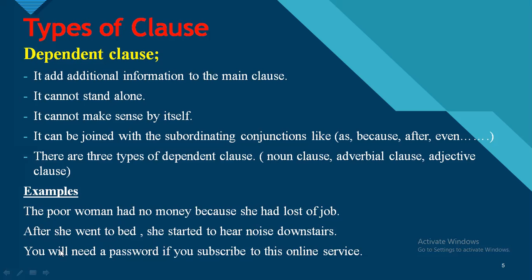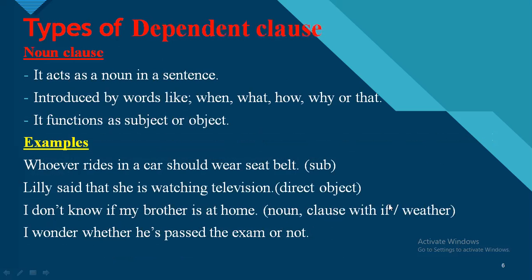The next example is: "You will need a password if you subscribe to this online service." So this is a sentence with an if clause. "You subscribe to this online service" is a dependent clause, and "you will need a password" is an independent clause. So from all these examples, we can know that the dependent clause depends upon the independent clause, so it cannot stand alone in a sentence.